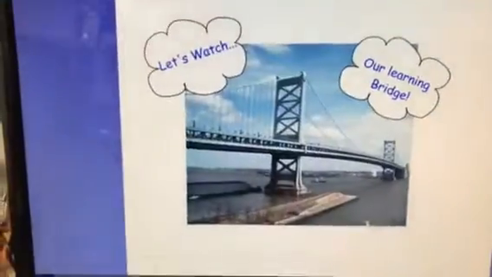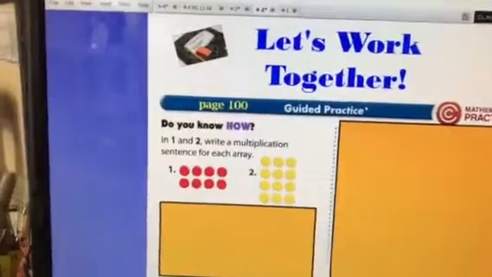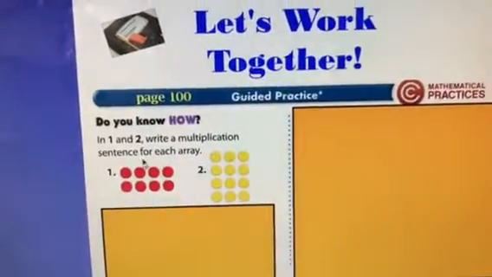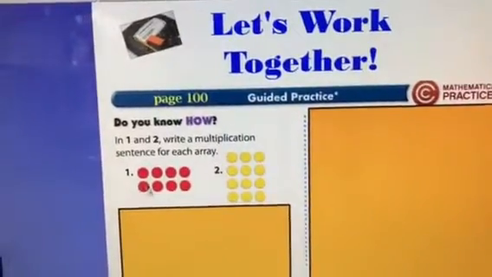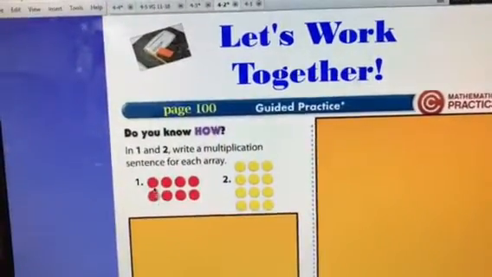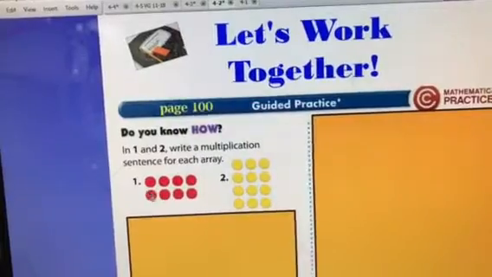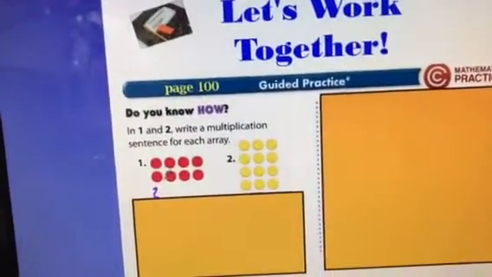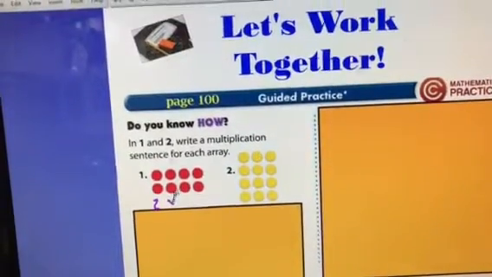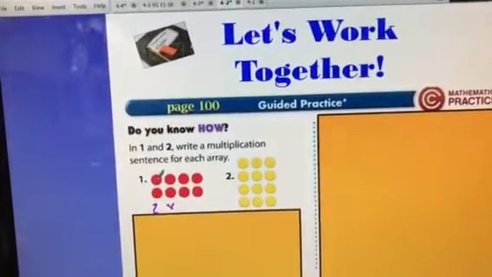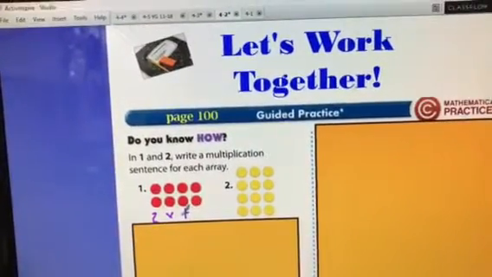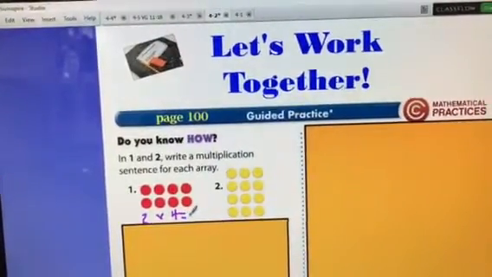So we did the learning bridge, and then some of the guided practice that we did together was to write a multiplication sentence for each array. So for this one, we would count how many rows there are. This is a row and this is a row, so we would have 2. And then we would multiply it by how many are in each row. So we would count 1, 2, 3, 4. 2 times 4 equals 8.